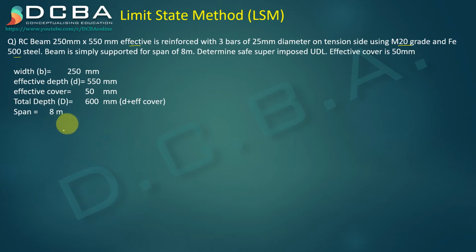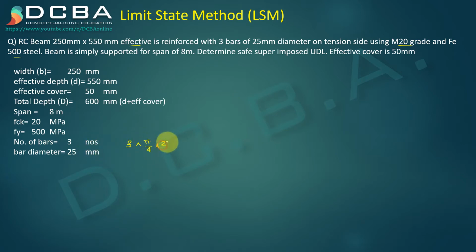Span is 8 meters. FCK is 20 megapascals. Fy is 500 megapascals. Number of bars is 3 and diameter is 25. So area of steel will be 3 into pi by 4 into 25 square, correct? So it is 1472.6216 mm square.